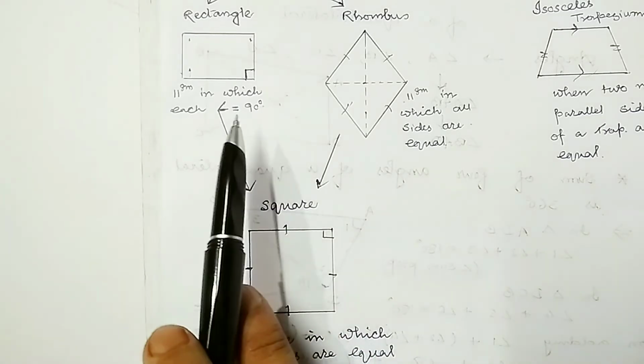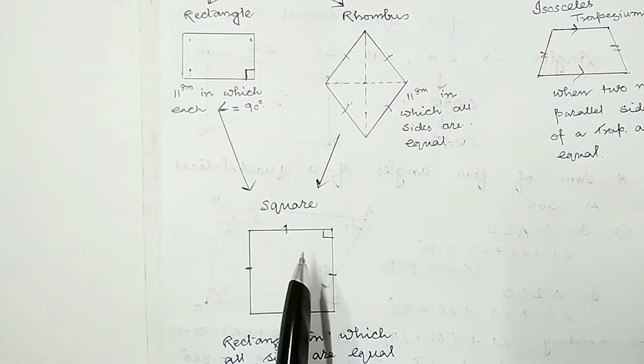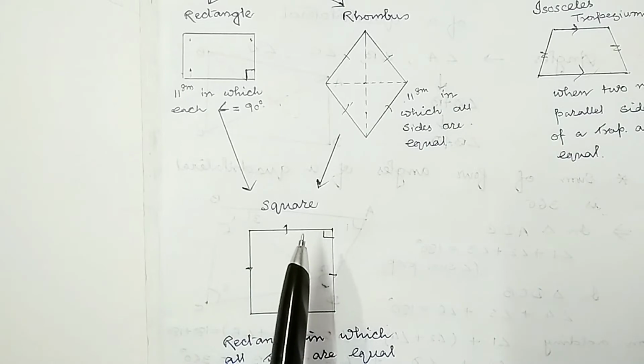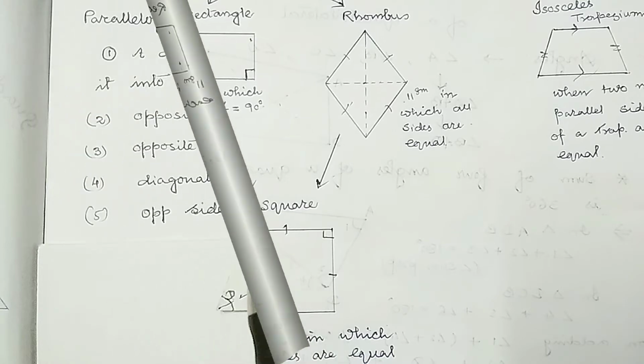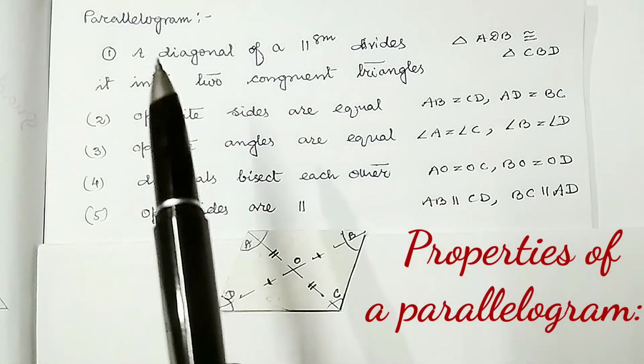I hope what is rectangle, rhombus and square are now clear. Let me discuss the properties of the members of this quadrilateral family. Let me discuss the properties of a parallelogram.